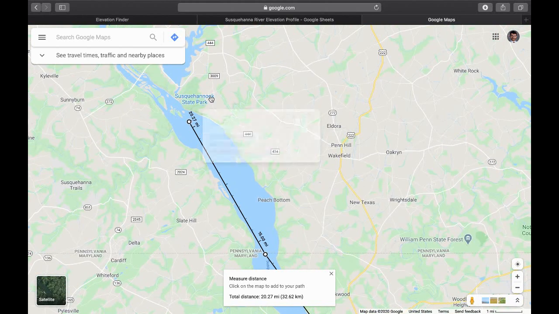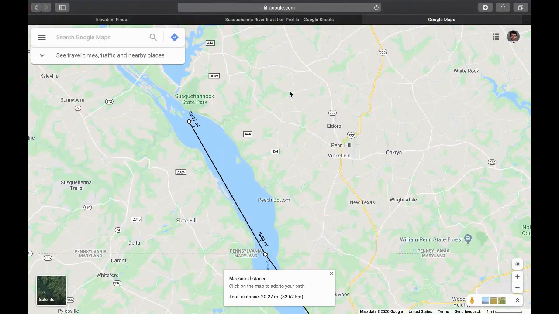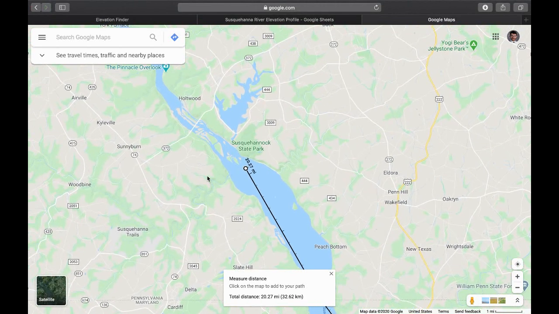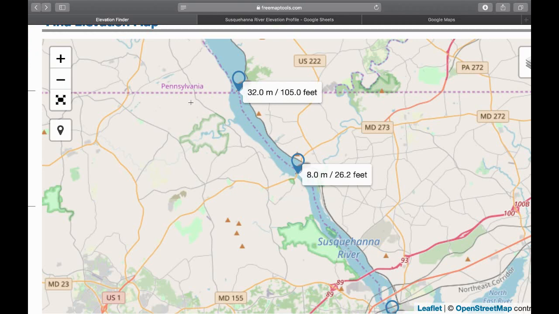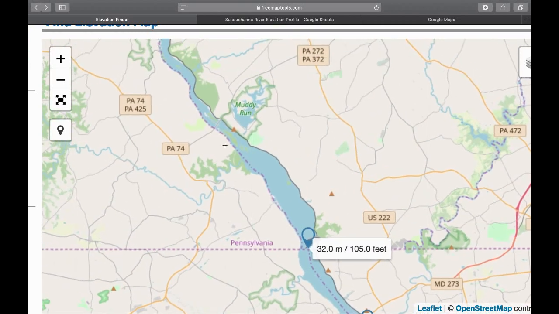There's 20.27 miles. And it is right next to these islands. Hopefully I'll be able to see them in the other map, but just in case I can't, it's right underneath this park, which is right underneath that lake. Oh, there it is. See? There's the lake. There's the park. There's the spot.